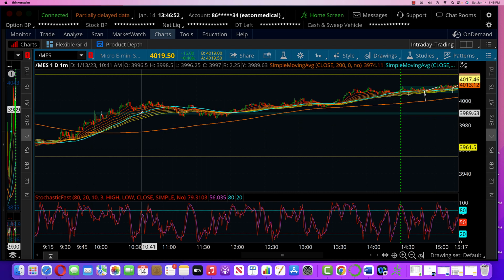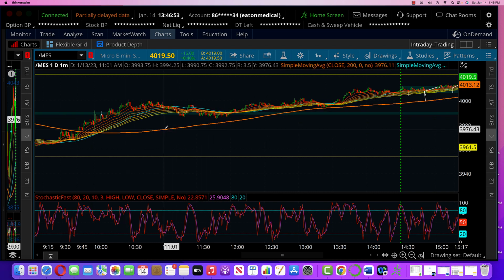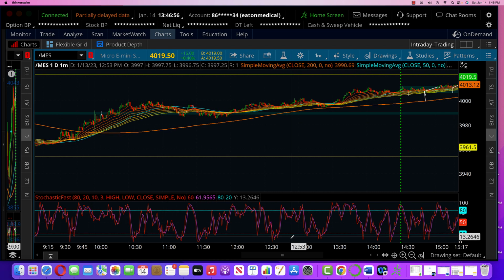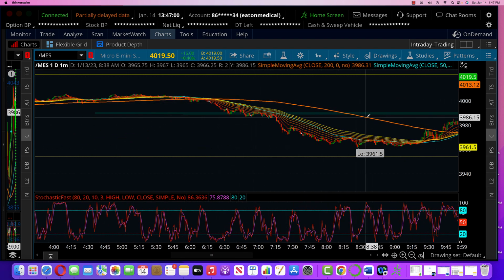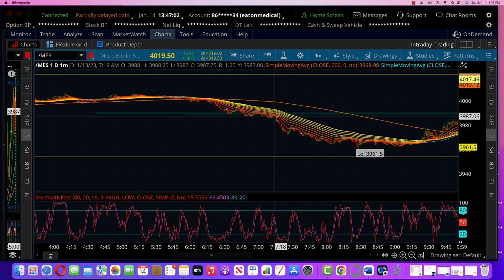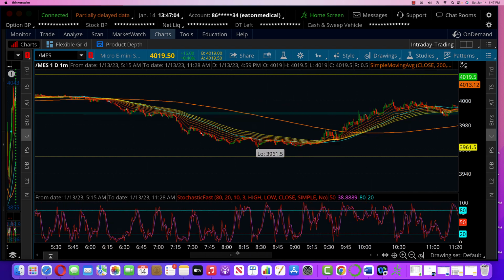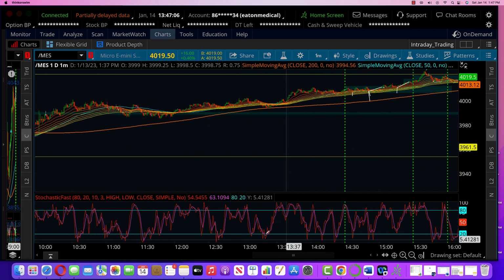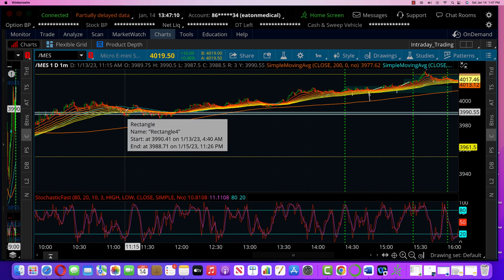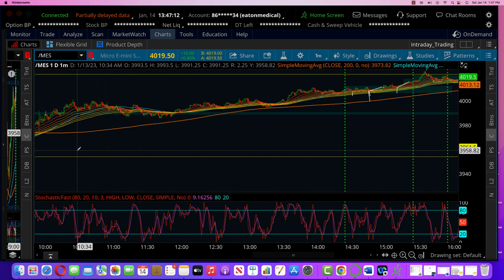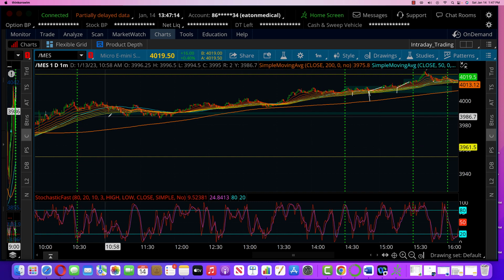If you're on the upside of the 200, you're looking for long. If you're on the opposite side of the 200, all in here, you're looking for short entries, right? So that is your crossover point. You had an entry here. You had an entry here, there.